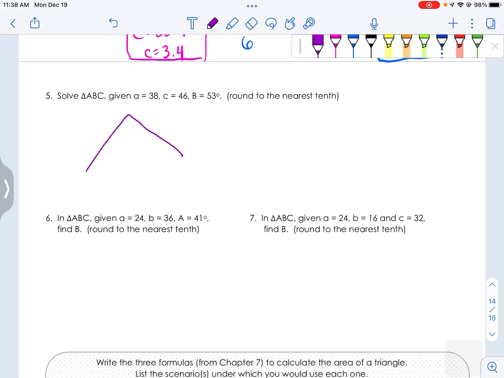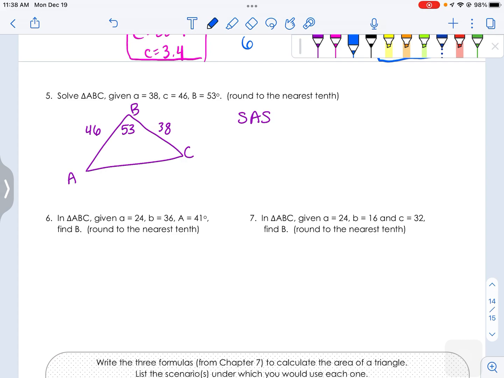This one I'm giving you, if you draw it out, ABC, I'm giving you 38 and then 46, and I'm giving you angle 53. So I'm giving you side, angle, side. Even though I listed two sides and an angle, I'm giving them to you in side, angle, side, so you do not have to check for a third case.